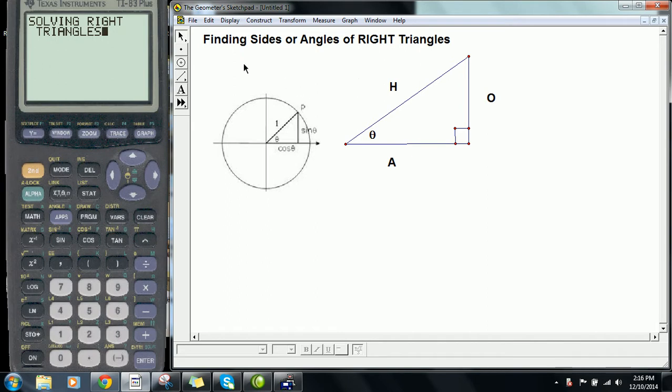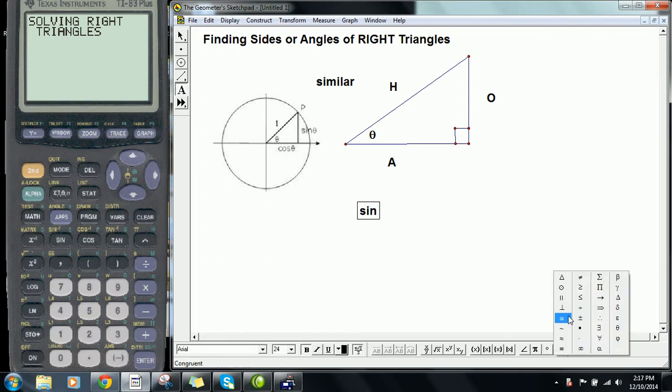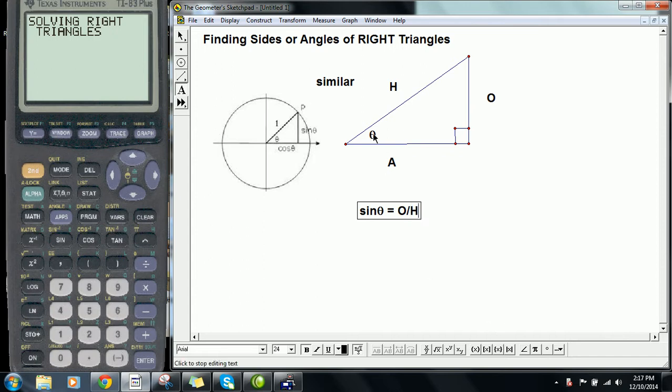So what I can establish is because these two triangles are similar by angle, the ratio of sine over 1 is equal to O over H, right? So sine over 1 equals O over H. Therefore, we can get sine of theta over 1, which is just sine of theta, is equal to the ratio of O over H. So sine of theta equals the ratio of the opposite to the hypotenuse side, given that theta is my reference angle.